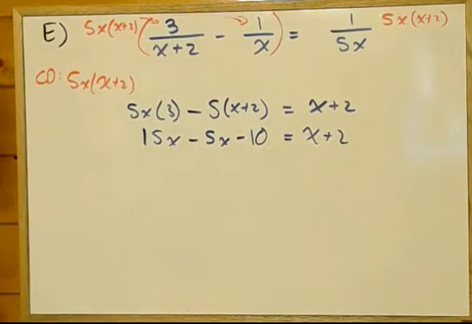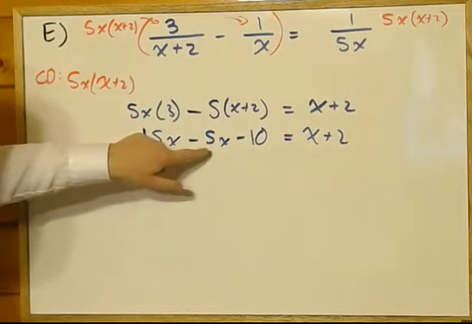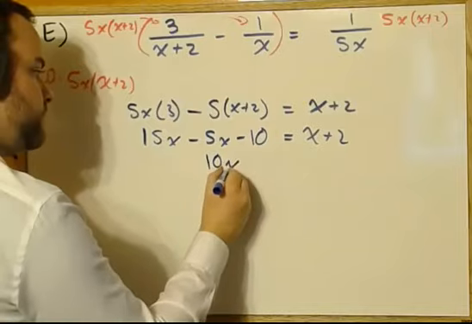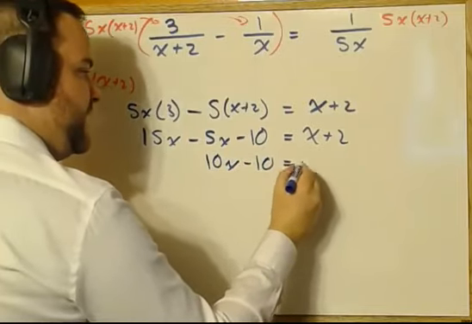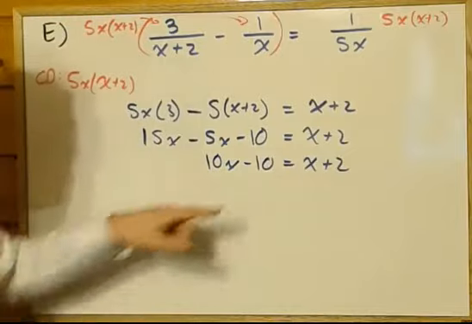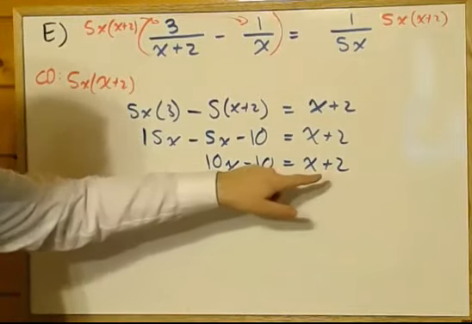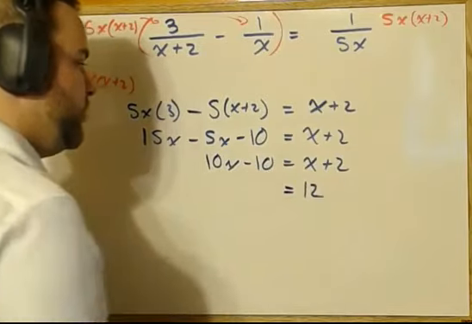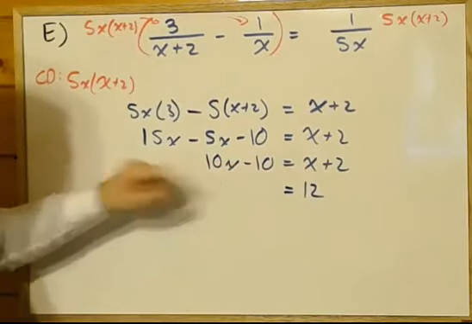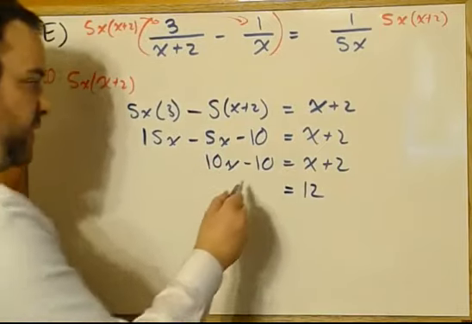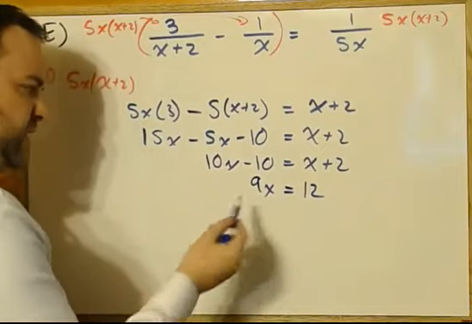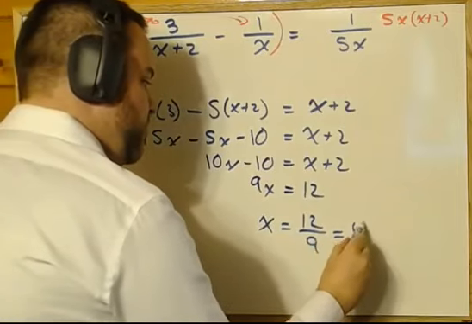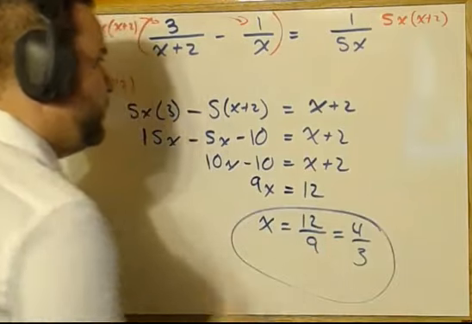Combining some of our terms together here, we've got 15x minus 5x, so that'll be 10x, minus 10 is equal to x plus 2. So we're going to move the 10 over to the other side. By adding 10 on both sides, 2 plus 10 will give us 12. We will minus x from both sides. So 10x minus x will be 9x. Dividing both sides by 9, x will be equal to 12 over 9, which reduces to 4 over 3.